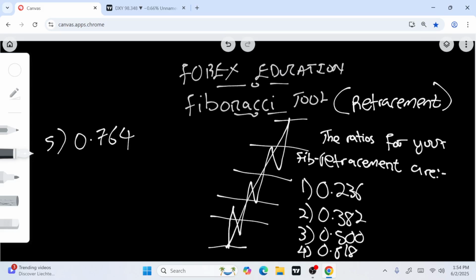Are we following, guys? The first one, 0.236. The second one, 0.382. The third one, 0.500. The fourth one, 0.618. And the last one, 0.764.